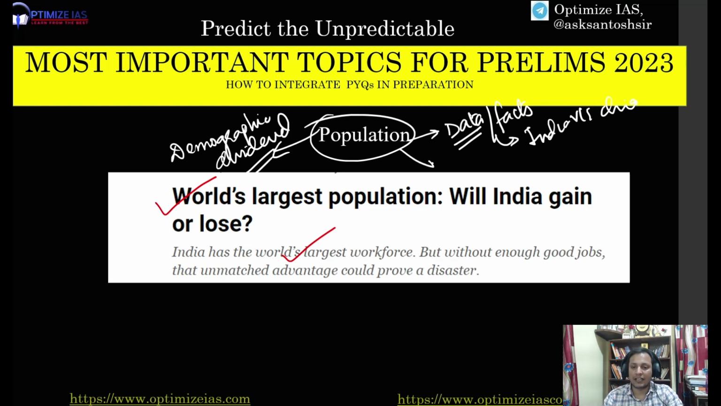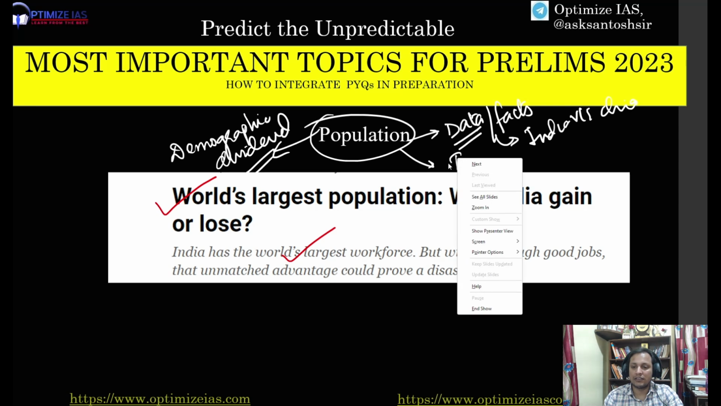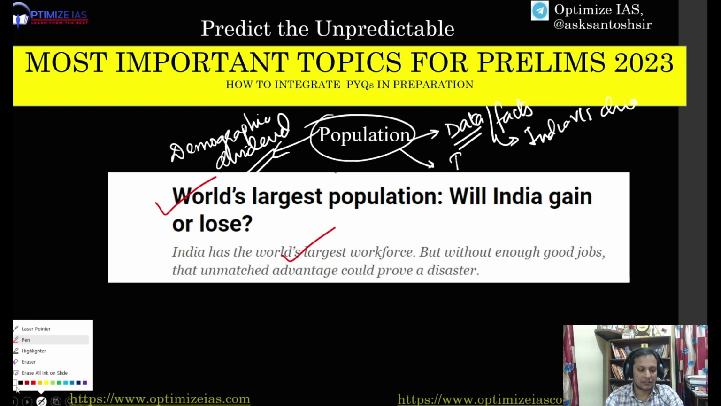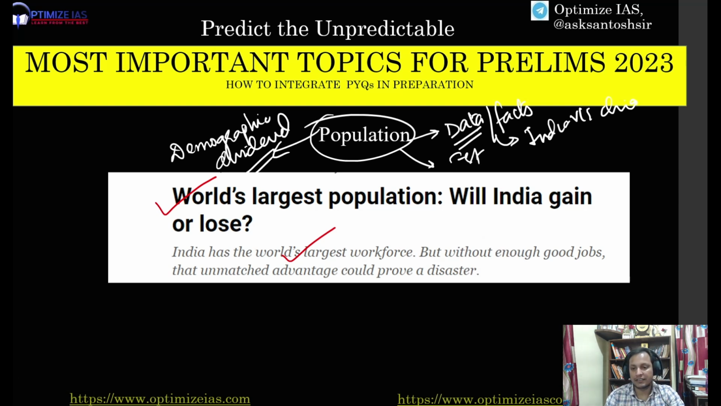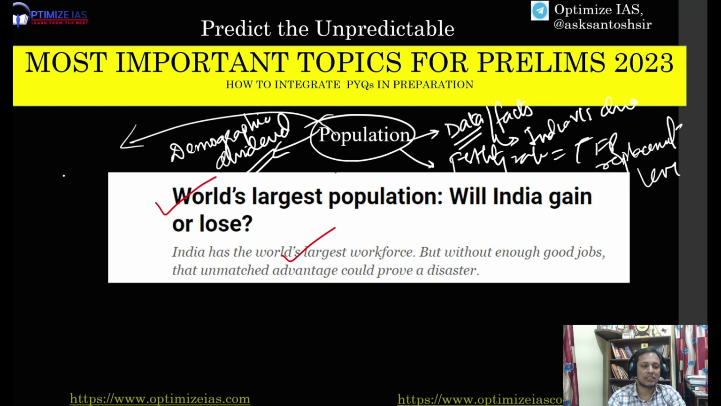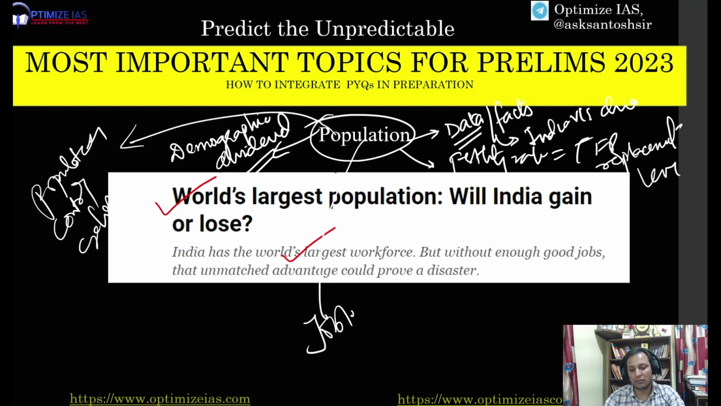Next, what can they ask you? They can ask you questions on fertility rate. And in fertility rate, they can ask you about TFR, total fertility rate, and replacement level. Then they can ask you about population control schemes. Then they can ask you questions on jobless growth and unemployment.